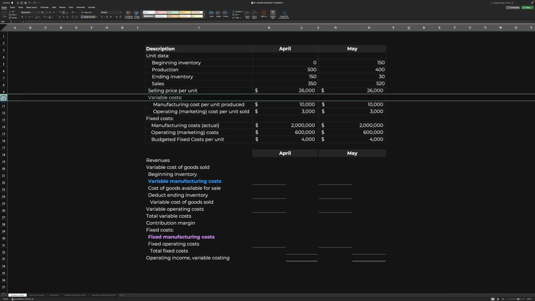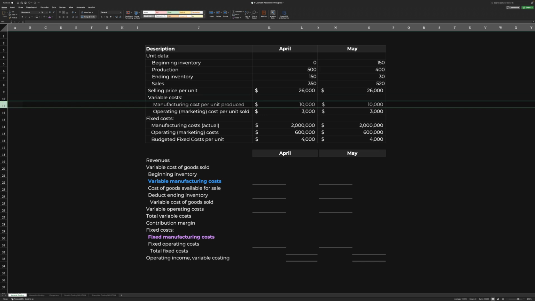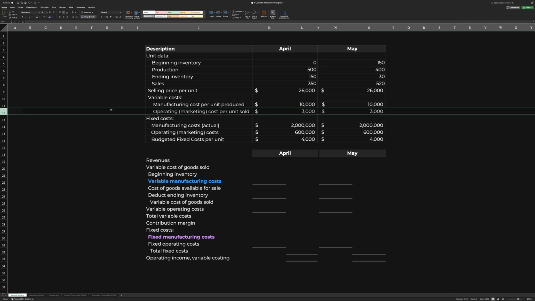And then we can look at some variable costs. The manufacturing cost per unit produced is $10,000. Remember, this is variable costs for both April and May. The operating or the marketing cost is per unit sold, not produced. This is variable, and it's per unit sold in April and May, $3,000 for each month.